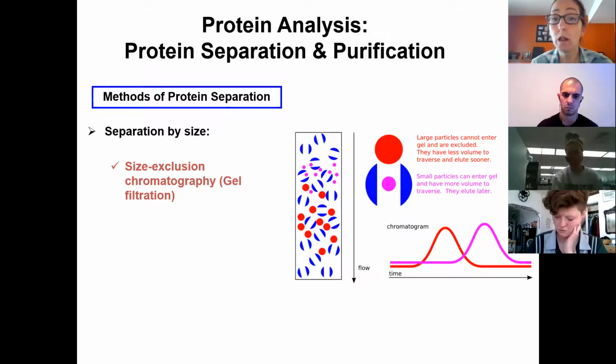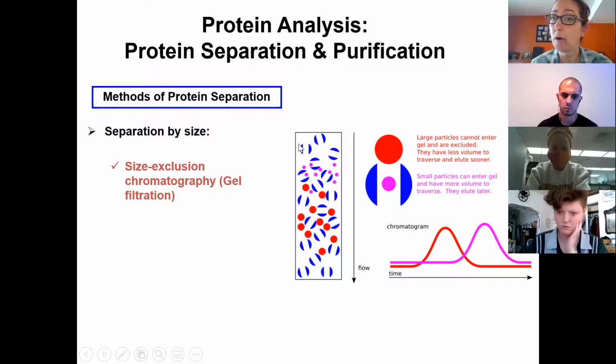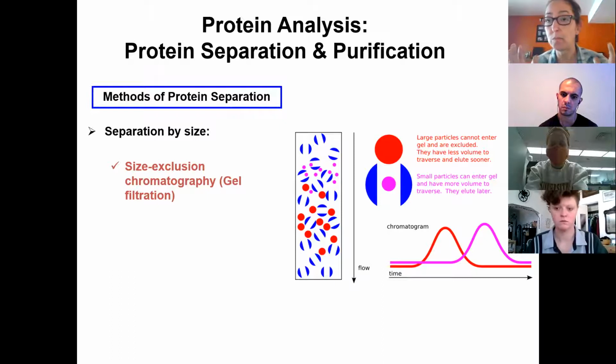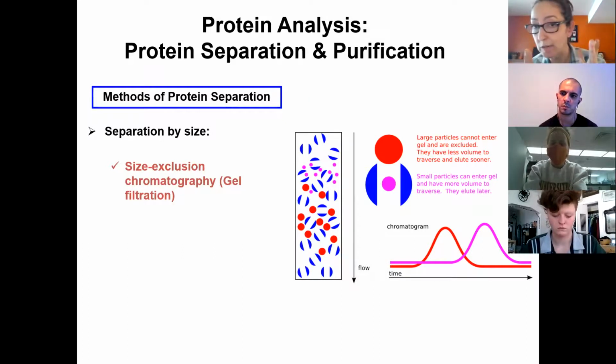Why? Because your column and your media is made up of particles that have different pore sizes. You can purchase columns or media with different pore size ranges, so you can separate different ranges of protein molecular weights. You just have to know what your molecular weights are, talk to a technician, and then purchase the right column with the right range.